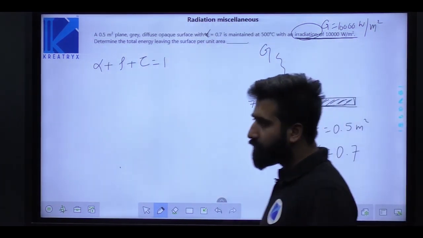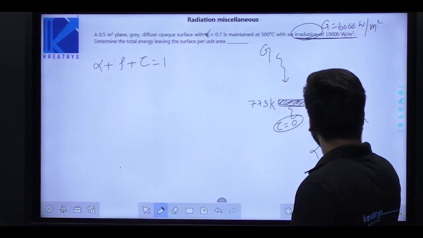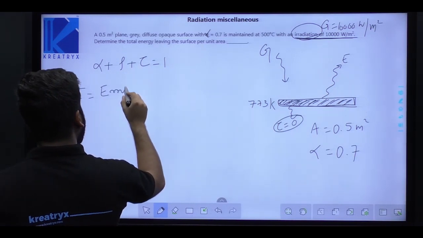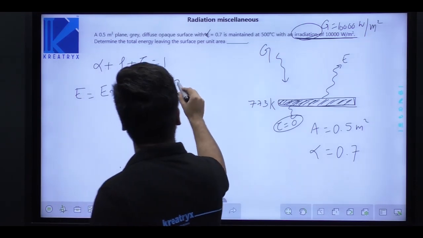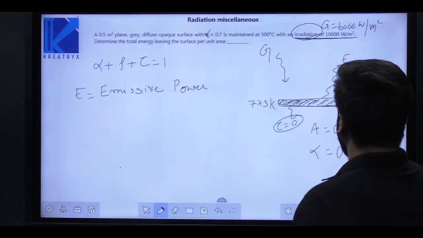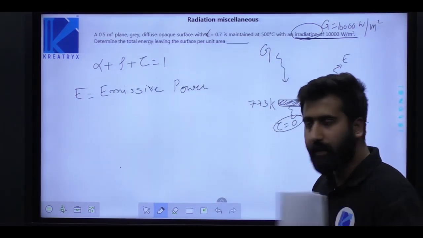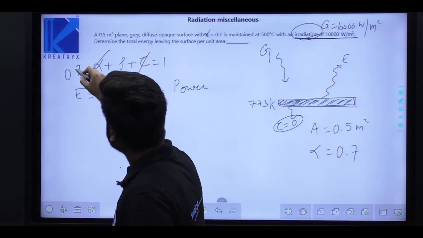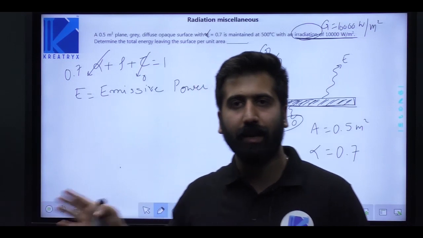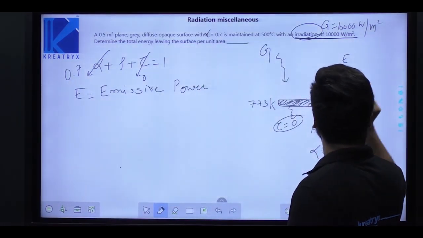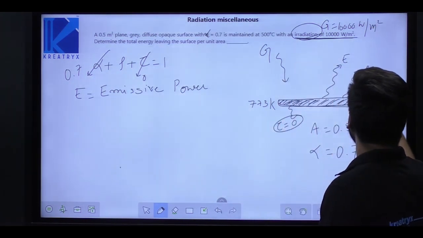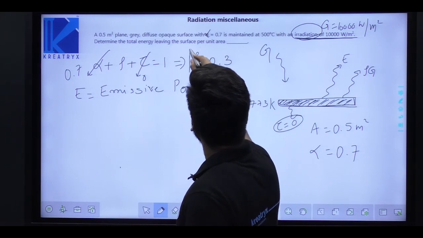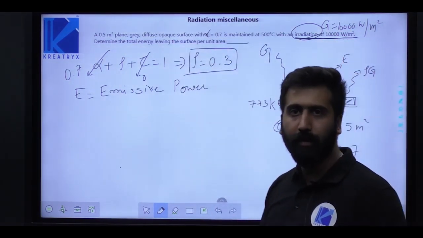That means this body will also be radiating some heat to the atmosphere. Let that be E, that is emissive power. And as absorptivity is given to you, transmissivity is 0. Absorptivity is 0.7. So that means some part of the energy falling on this body is reflected back. Let the energy that is reflected back be rho into G. What will be rho? Rho from here is 0.3. So 0.3 into G, that is 3000 watt per meter square, is reflected back.